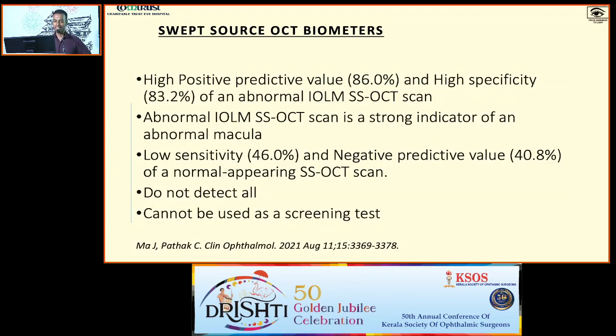But there is a study which studied the role of SS-OCT biometers in detecting foveal pathology, and they said that abnormal SS-OCT is a strong indicator of an abnormal macula with a high positive predictive value of 86%, but a normal macula on SS-OCT biometer scan has a very low sensitivity and negative predictive value, so it cannot be used as a screening tool because it does not detect all macular pathology.